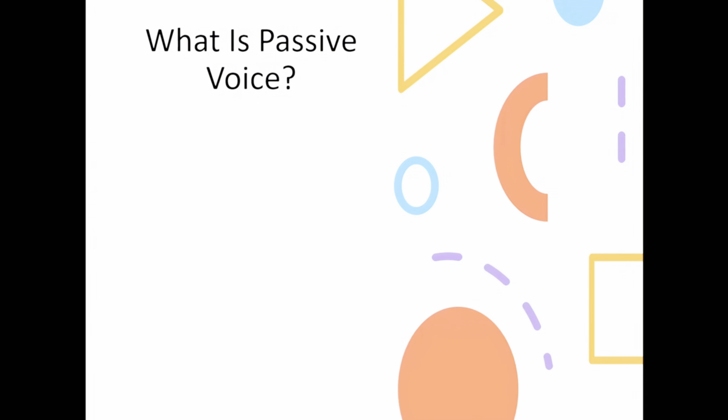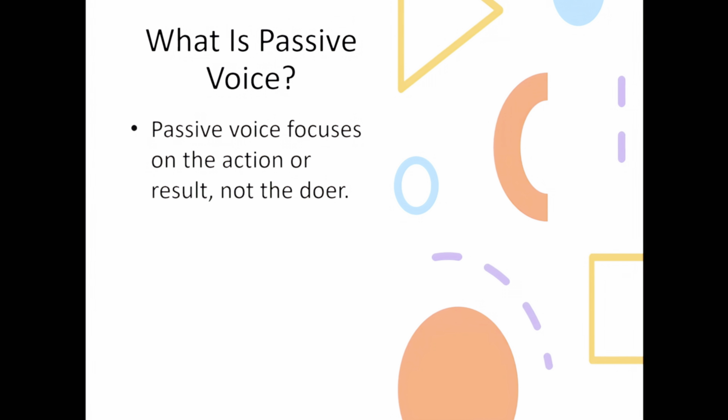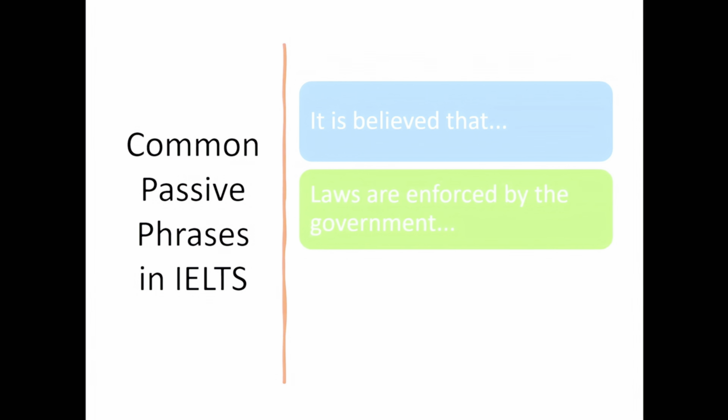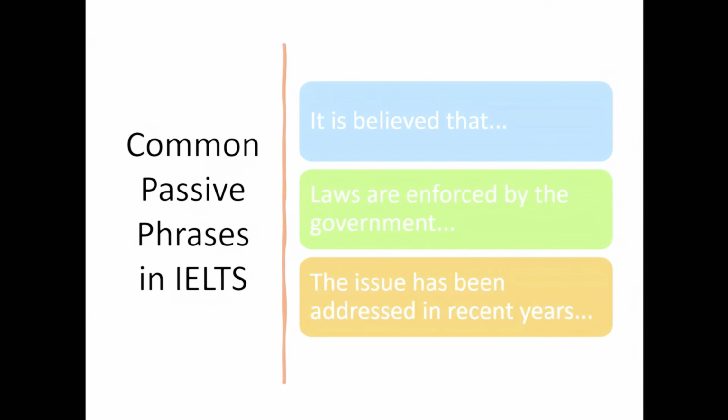So what is passive voice? That's the next piece of grammar we're going to use. Well, this is something that we've used before, so let's quickly go through it. Passive voice focuses on the action or the result. It does not focus on who is doing it. The structure is simple. We have the subject plus the form of the verb to be plus past participle. Here are some common phrases in IELTS that use passive. So it is believed that laws are enforced by the government. The issue has been addressed in recent years.